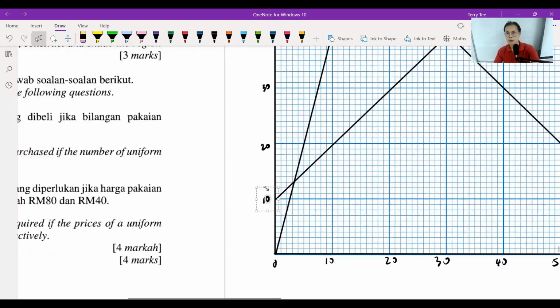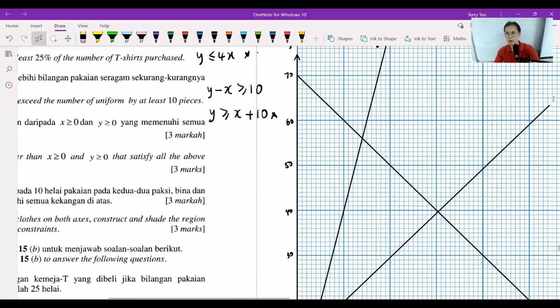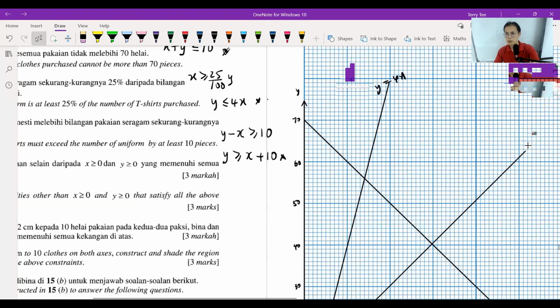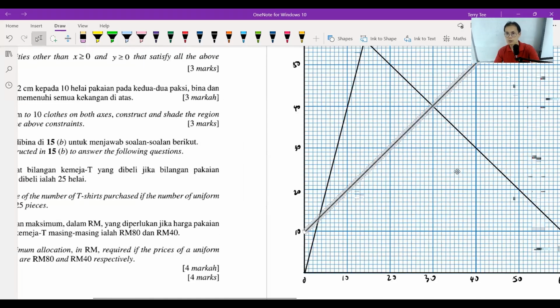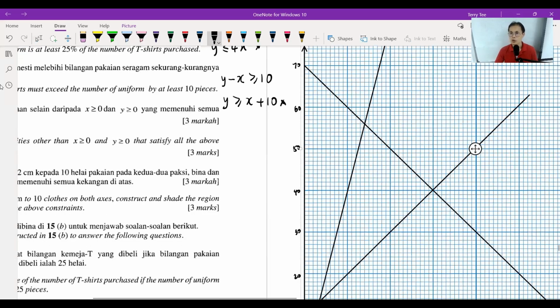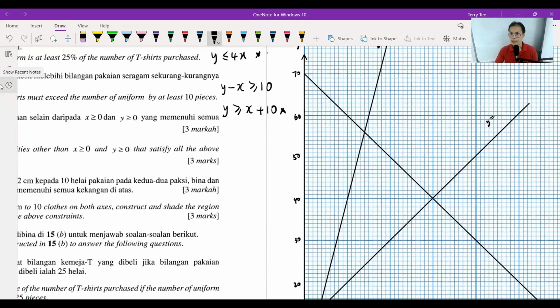Okay. All right. This one needs to adjust a little bit. So this is y equals x plus 10. I've got all these three lines done.